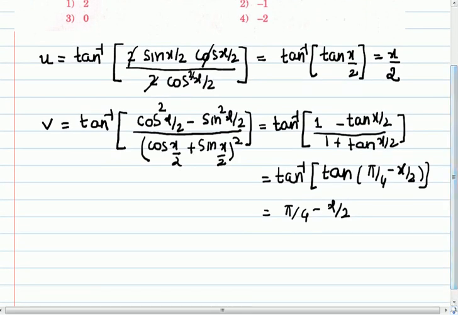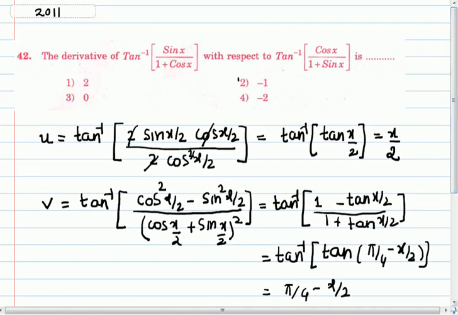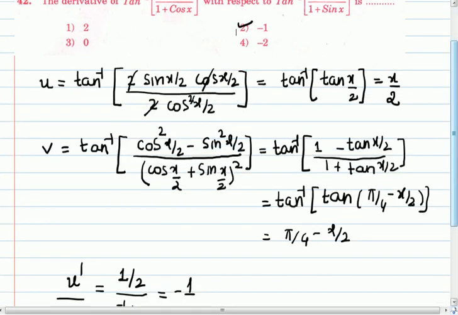Hence, differentiating u with respect to v, that is u dash upon v dash. What is the u dash value? 1 by 2. What is the v dash value? Minus 1 by 2. So what should be the final answer? Minus 1. Therefore, what is the answer in this case? Minus 1 is the right answer. I hope you understood the solution.